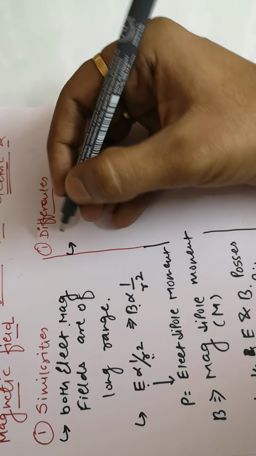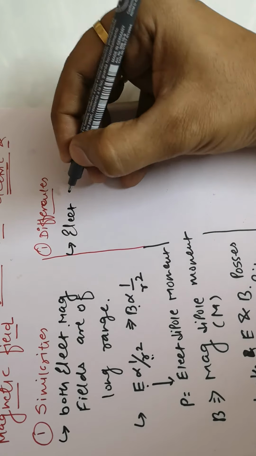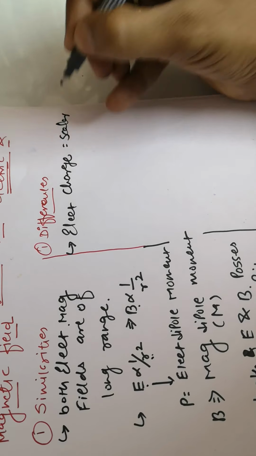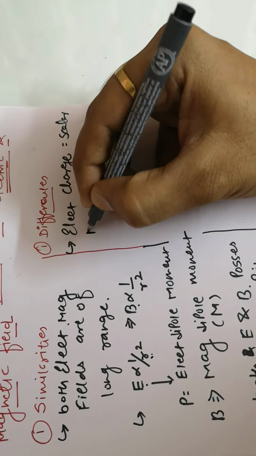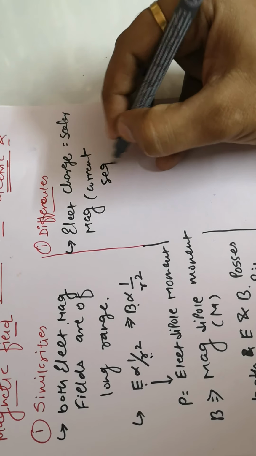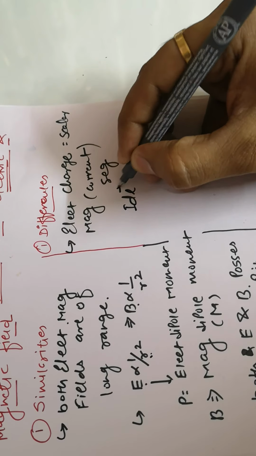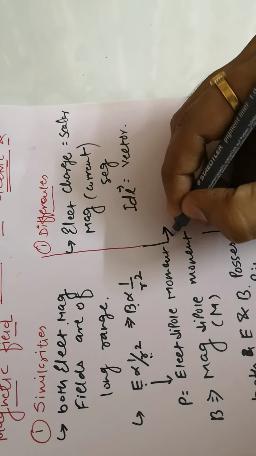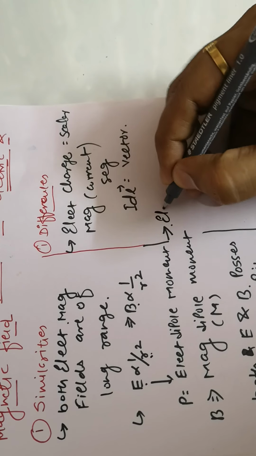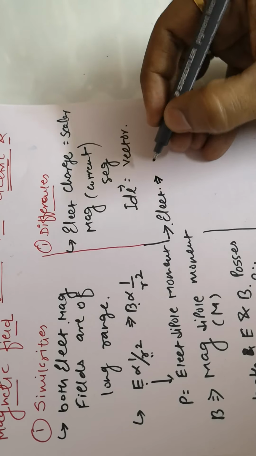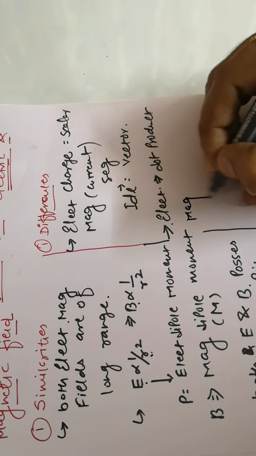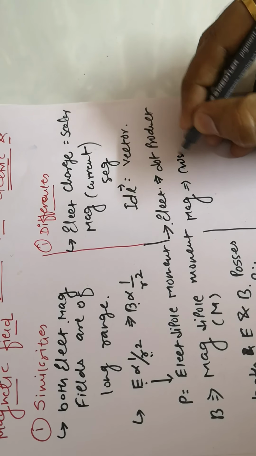The very first difference is that electric charge is a scalar quantity, while the magnetic source, or you can say current segment, which I have mentioned throughout all my lectures, is a vector quantity. Next, our electric part follows the dot product, while the magnetic follows the cross product.